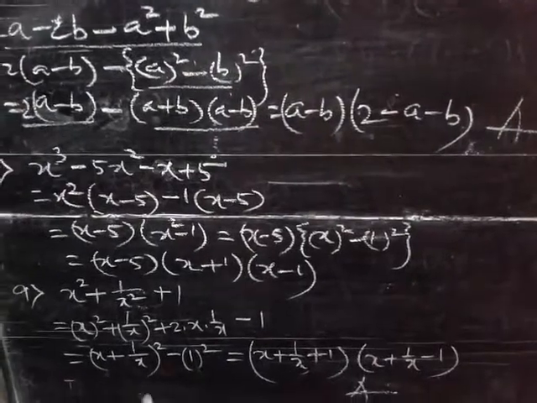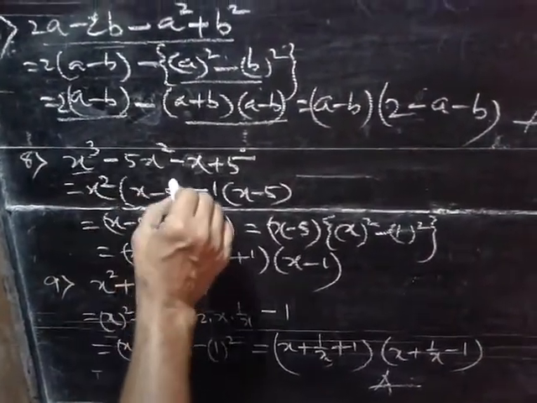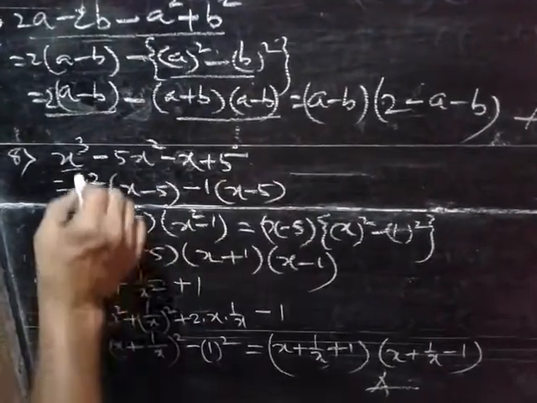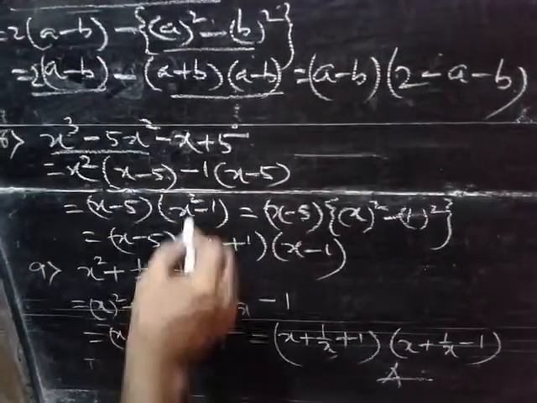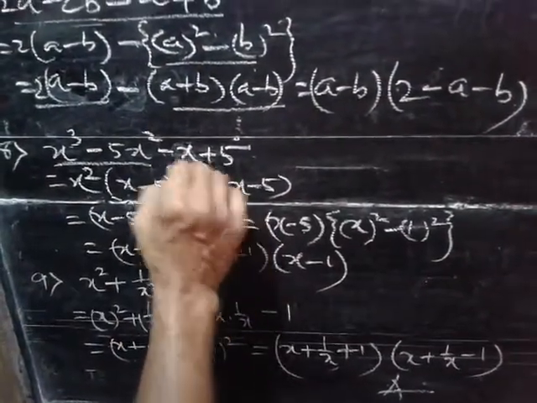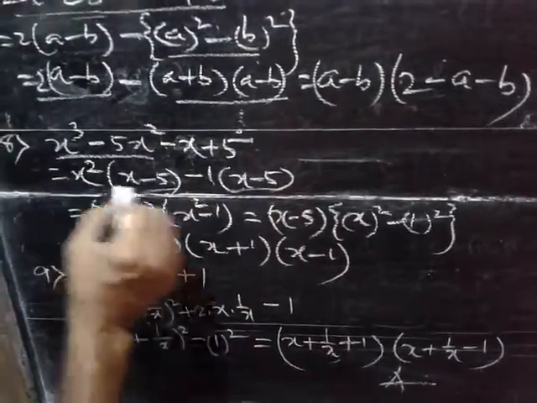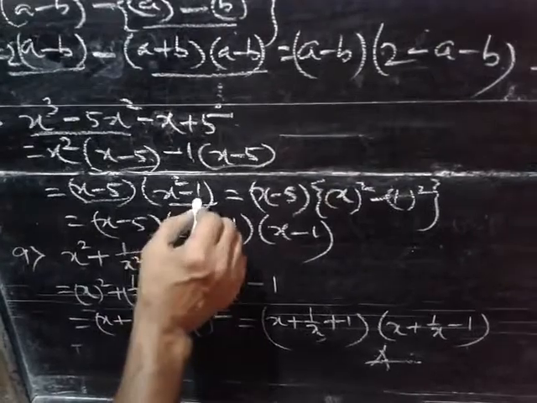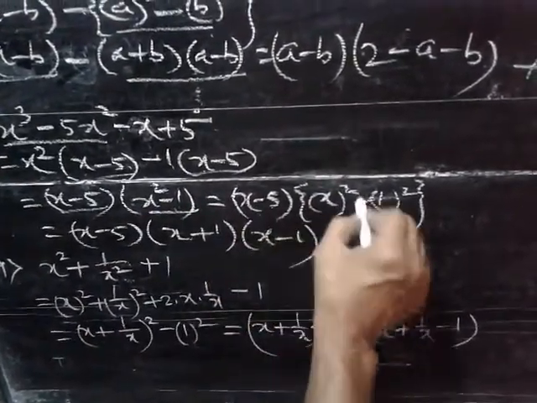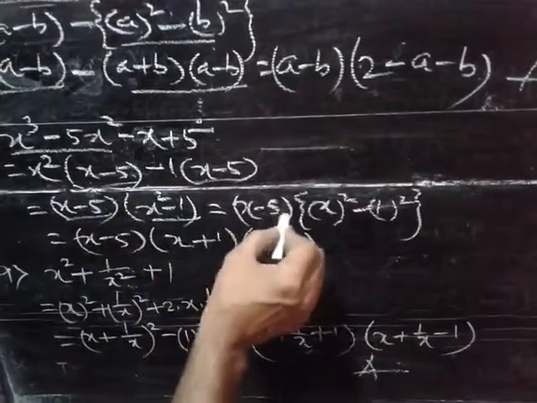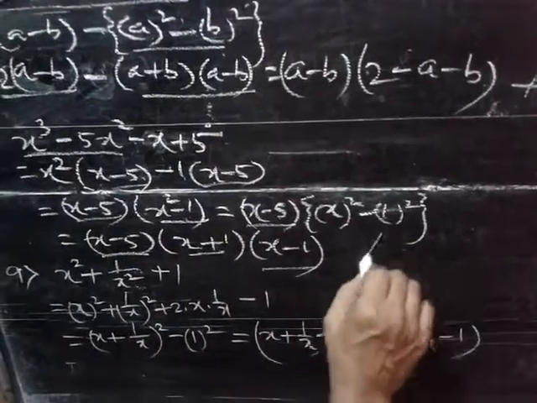Number 8: x cube minus 5x square minus x plus 5. Take x square common from the first two terms, then x minus 5 comes. Take minus 1 common from the last two terms, again x minus 5. So x minus 5 is common, giving x minus 5 into x square minus 1. Once again this is the a square minus b square formula, x square minus 1 square. So it will be x minus 5 into x plus 1 into x minus 1, and this is your answer.